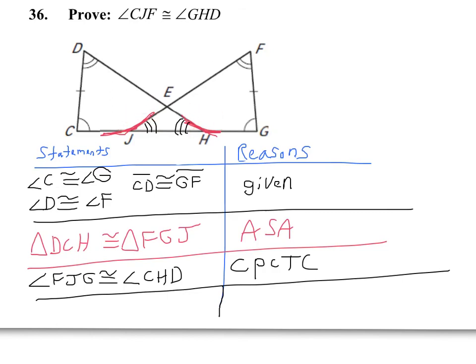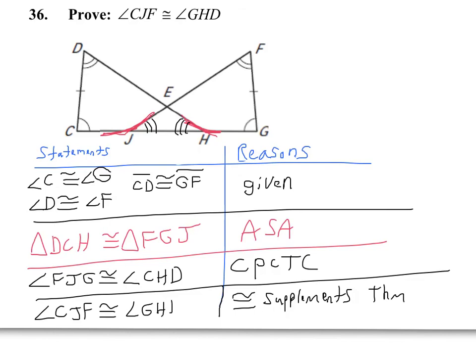That's actually a theorem that we learned a month or two ago. It's called the congruent supplements theorem. And it's built exactly for a situation like this, where if you have two angles that are supplementary to the same angle, or two congruent angles, then those angles must be congruent. So we're going to be able to say that angle CJF is congruent to angle GHD by the congruent supplements theorem. This is how I would do this proof.